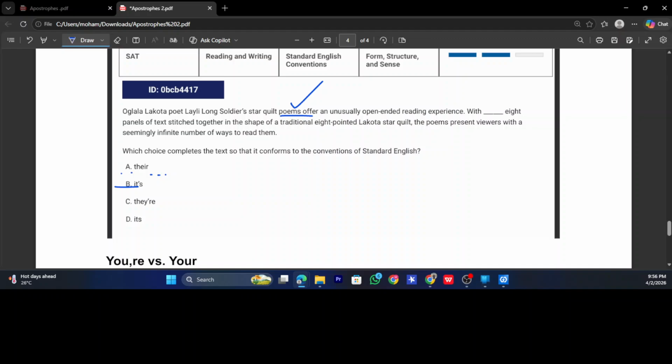Another is also incorrect because they're means they are. So it is also incorrect. And its is a singular determiner which doesn't agree with the plural number of the poems. Okay, it is also crossed out. So choose A as the correct answer.